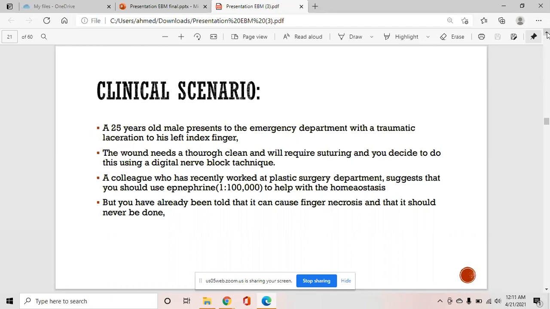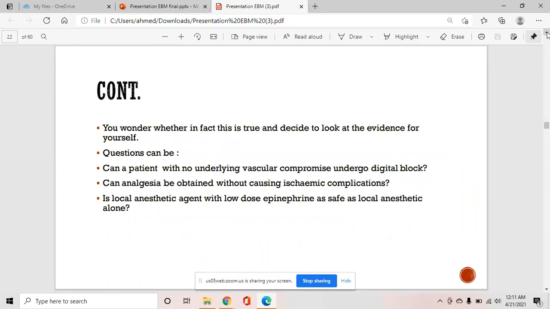A colleague who has recently worked in a plastic surgery department suggests that you should use epinephrine with a dilution of 1 in 100,000 to help with the hemostasis. But you have already been told that it can cause finger necrosis and that it should never be done. You wonder whether in fact this is true and decide to look at the evidence for yourself.